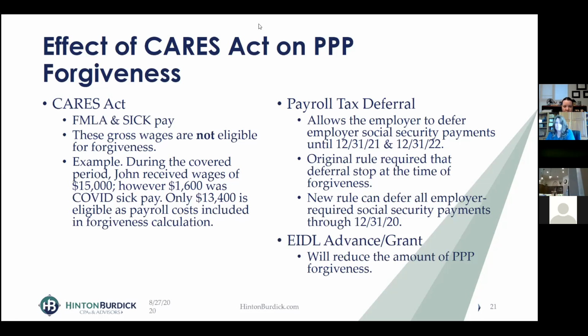I received $3,200 self-employed. I'm the only employee. I haven't taken a paycheck since I received it.